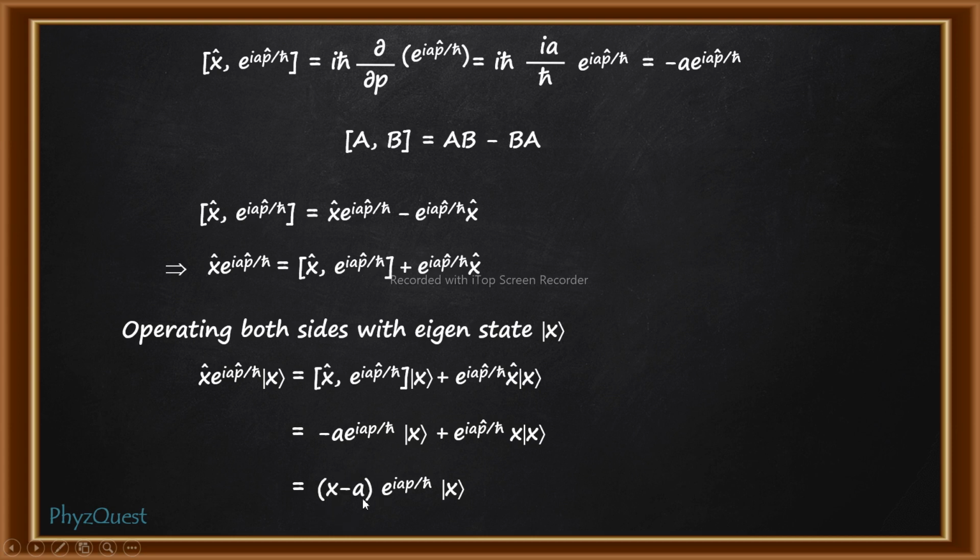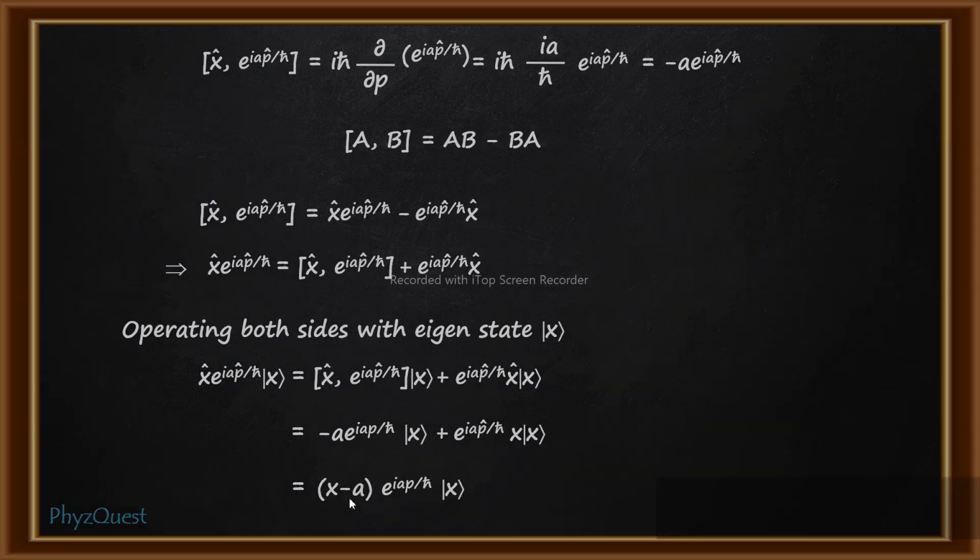And we are getting an eigenvalue equation where the eigenvalue is x minus a, and again here we have the same term as we started with. So as you can see, we have got an eigenvalue relationship when operated with the operator x cap, but the eigenstate is different. Instead of |x>, we have e to the power i a p cap by ħ |x>. So here the eigenstate is this term, and the eigenvalue we have got is x minus a, which was the question here.